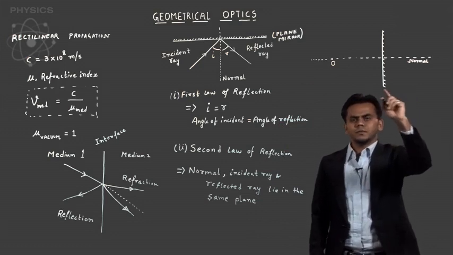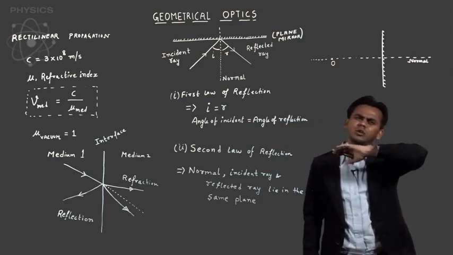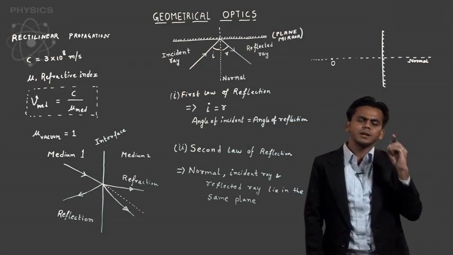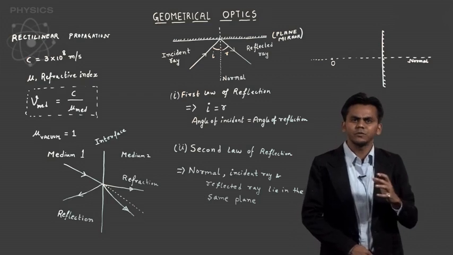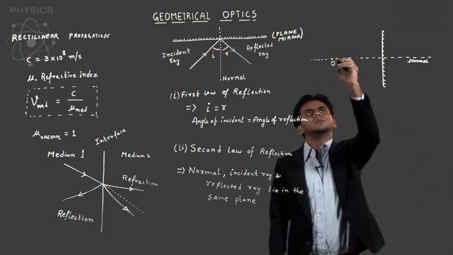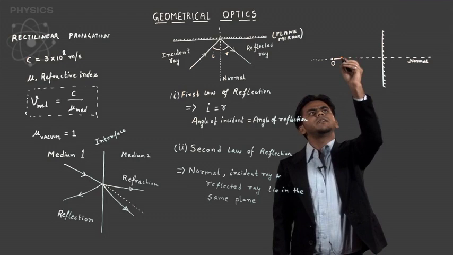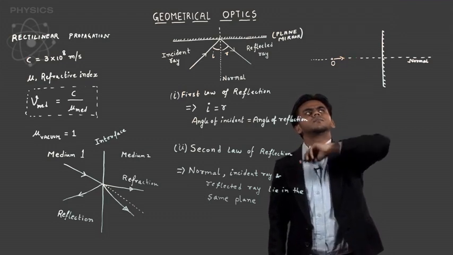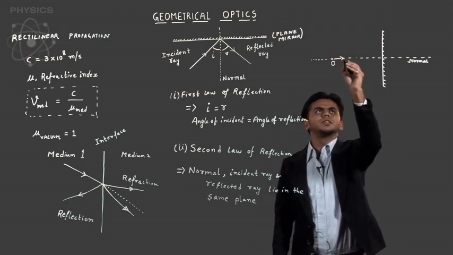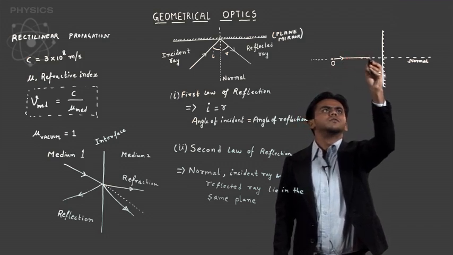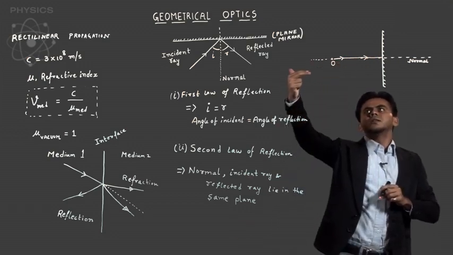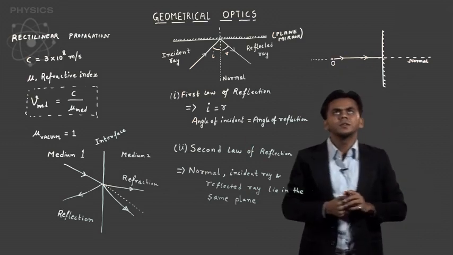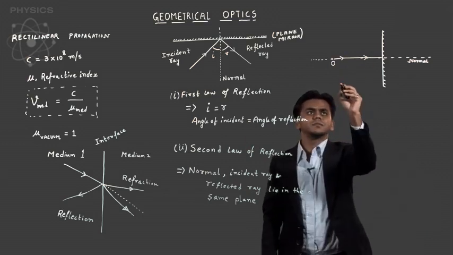Now I know that I can make out any number of rays from this object, because a point object, or rather any object, gives out n number of rays of light. So a ray of light traveling in this direction would meet the mirror normally. And if the ray of light is meeting normally, this is known as normal incidence.